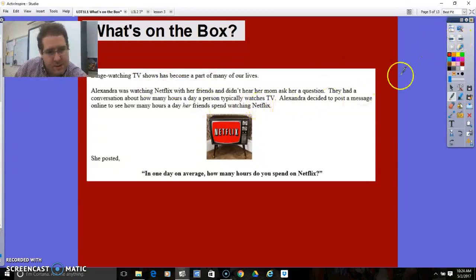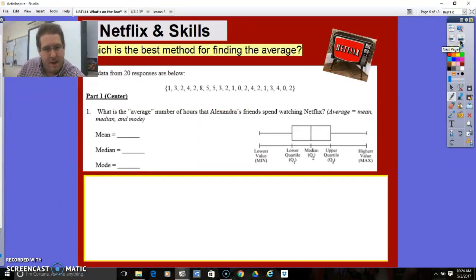All right, so first thing, this lesson is about Alexandra and her mother, and they are doing a survey of how much time people spend watching Netflix. So we want to find the mean, the median, and the mode. So the first thing we do is you would put these numbers in order from least to greatest. It looks like there's 2 zeros. There's 1, 2, 3 ones.